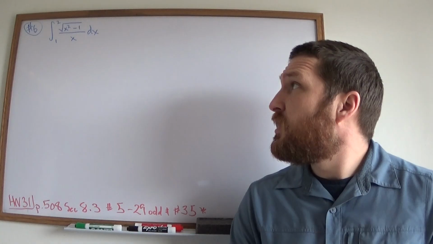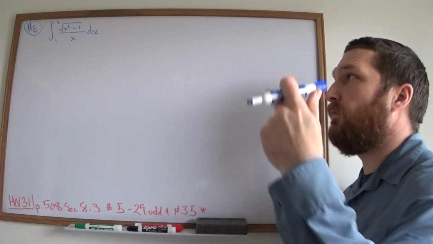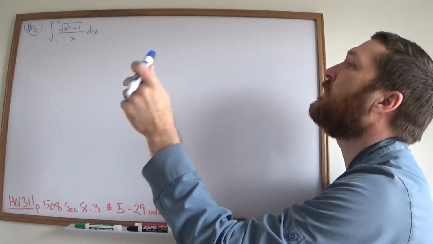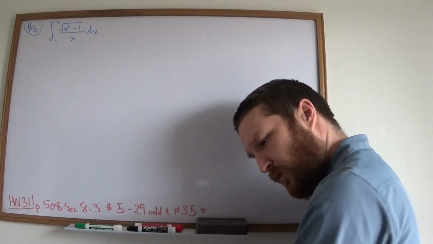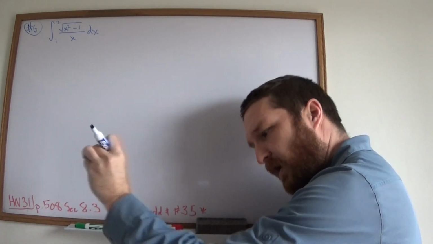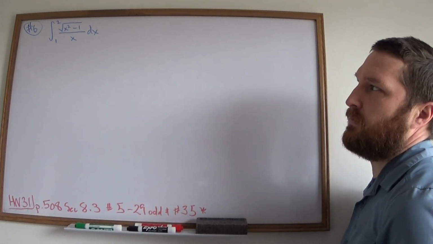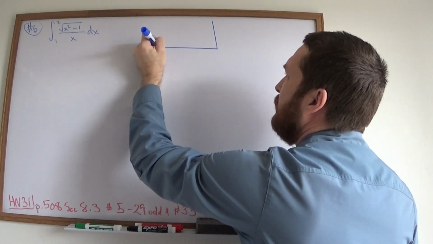Number 6 from your book is the definite integral from 1 up to 2 of the square root of x squared minus 1 over x. Okay, so I'm looking at this and I'm thinking, I have a square root with x squared in it minus something. I'm going to try a trig substitution. And in order to do that, I'm going to need a triangle.